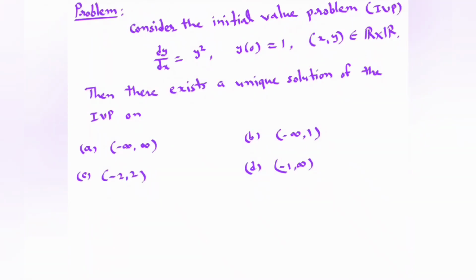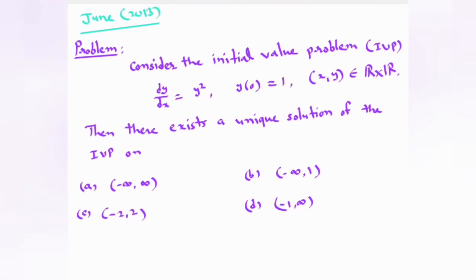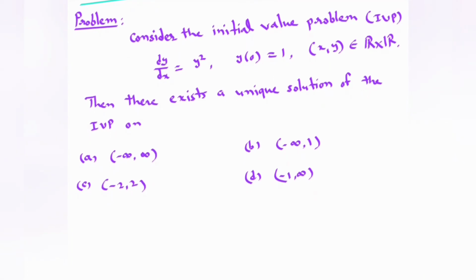Now let's discuss some other problem. This problem was asked in CSIR NET June 2013. The problem is: consider the initial value problem dy/dx = y² subject to the initial condition y(0) = 1, where (x,y) belongs to R × R. Then there exists a unique solution of the initial value problem on... So we have to find the interval.